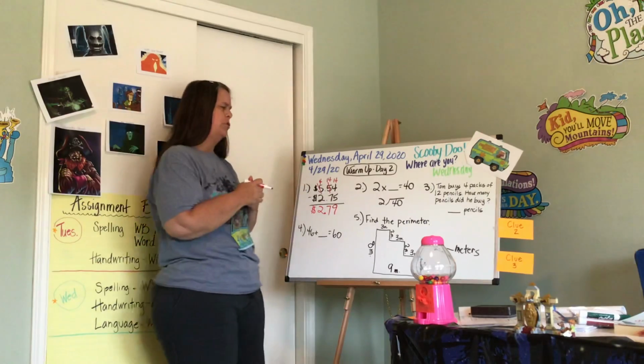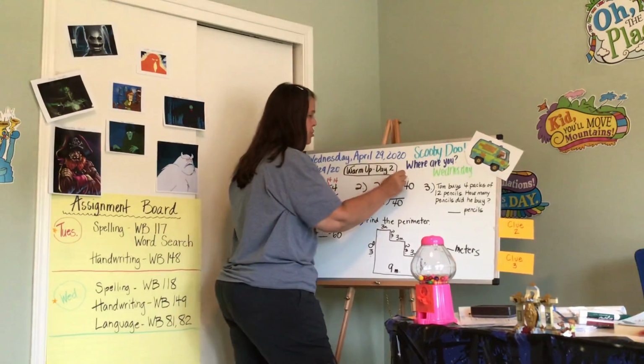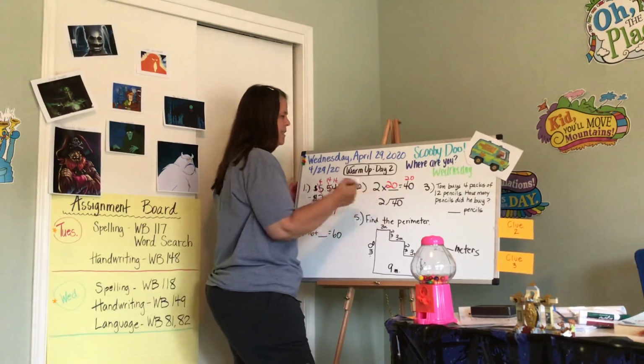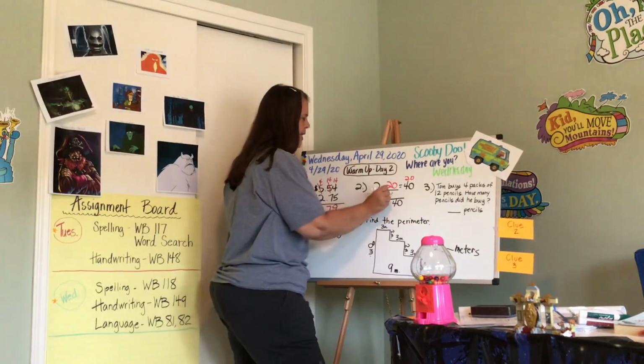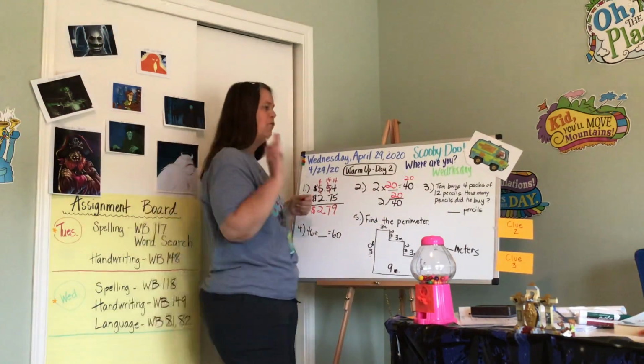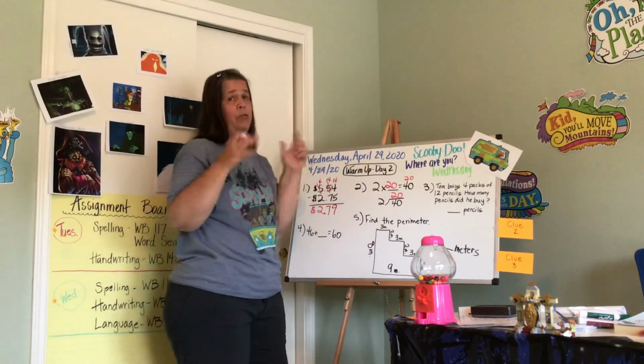Number 2, 2 times what is 40? Well, how many 2s are in 40? I know there are 2 2s in 4 and 0 2s in 0, so my answer is 20. This is the same thing. How many 2s are in 40? I already know, 20.